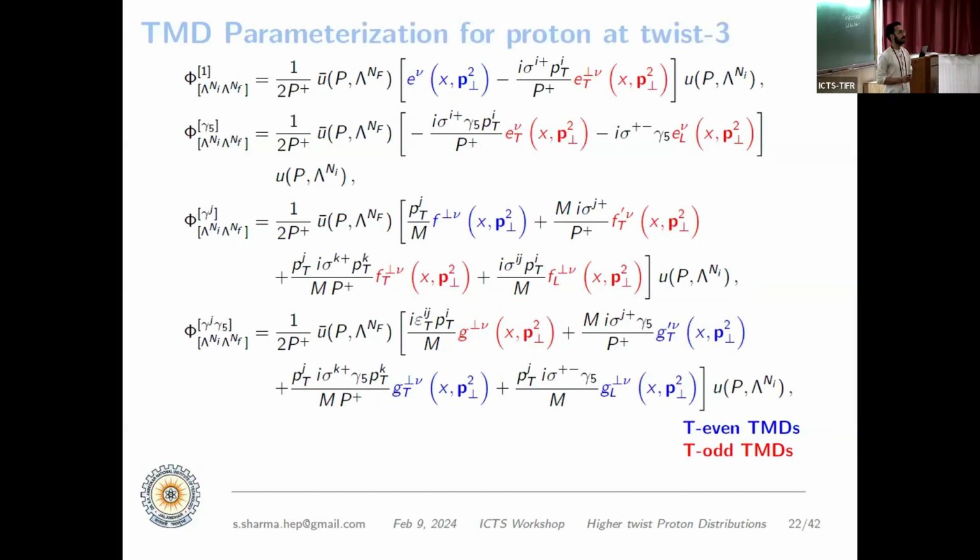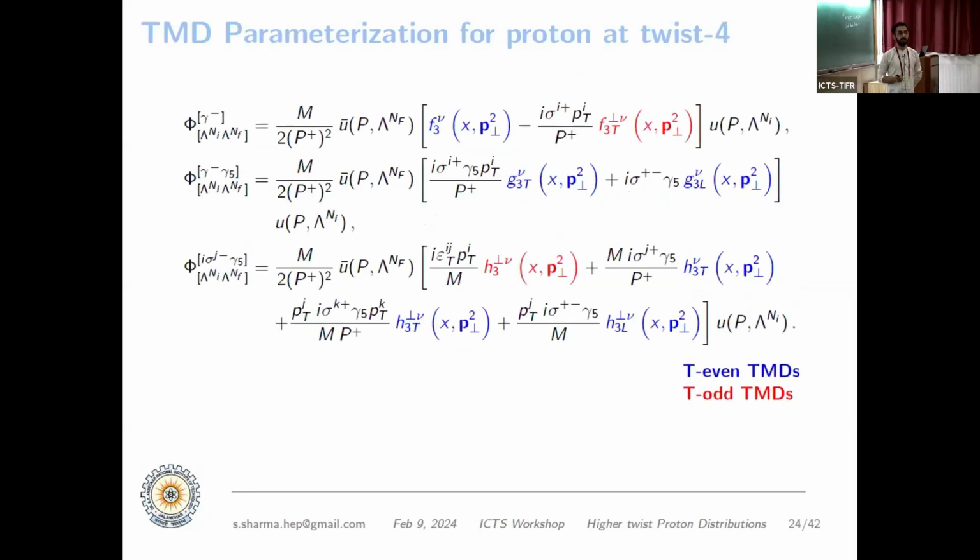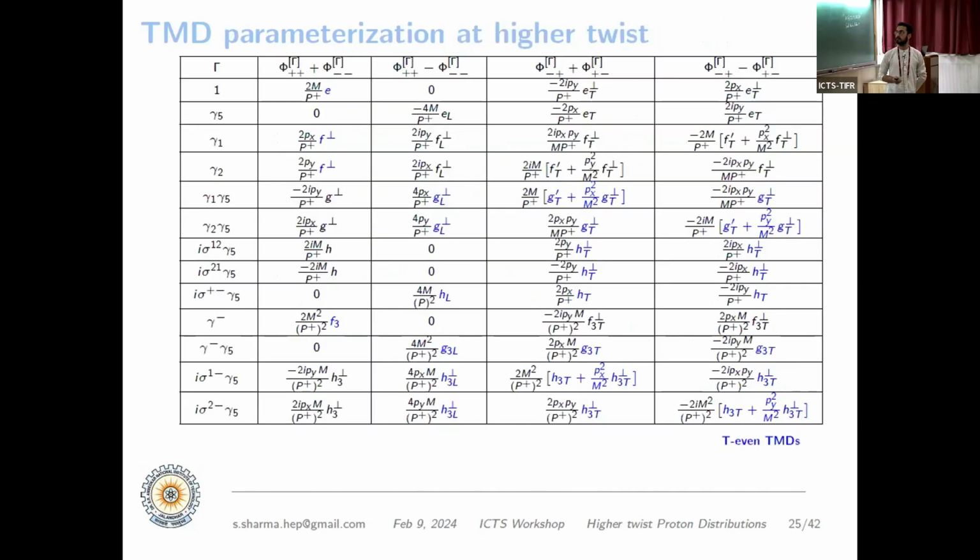These are the parameterization equations for the proton at twist 3. The blue ones are the T-even TMDs and the red ones are the T-odd TMDs. Here we have different Dirac matrix structures in the superscript. Similarly, we have the TMD parameterization equations at twist 4, where the T-even TMDs are in blue and the T-odd TMDs are in red. When we solve these parameterization equations, we get a table like this.